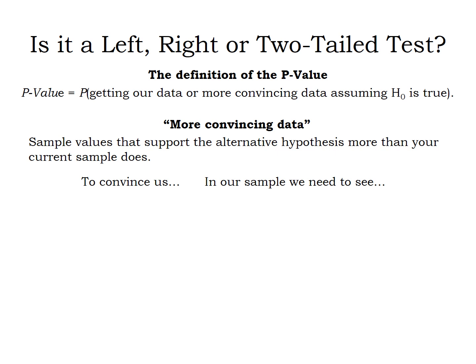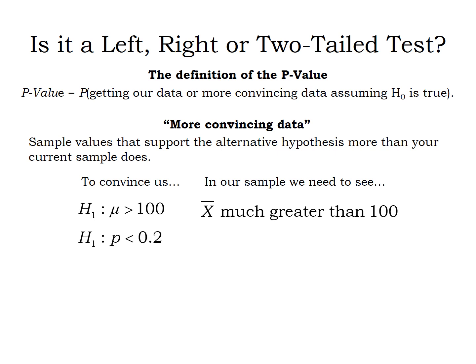So a couple of examples of what I mean by more convincing data. It depends on what we're trying to be convinced of. If we're trying to be convinced that the mean of an entire population, mu, is greater than 100, in our sample the mean x bar needs to be much greater than 100. If we're trying to be convinced that the proportion or probability of something happening is less than 0.2, when we look at our sample, the proportion p hat needs to be much smaller than 0.2.